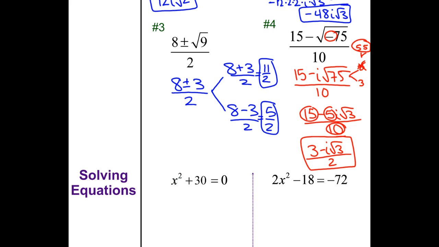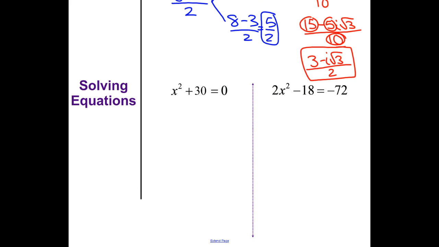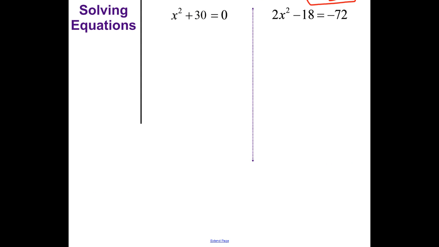All right, now let's talk about solving equations using the square root. So I'm given the quadratic x squared plus 30 equals 0. Really all we have to do is solve this like we've been solving equations since like 7th grade. Get rid of that 30, get that on the other side because we want to solve for x. So it's going to become minus 30 on each side. Becomes x squared equals -30.